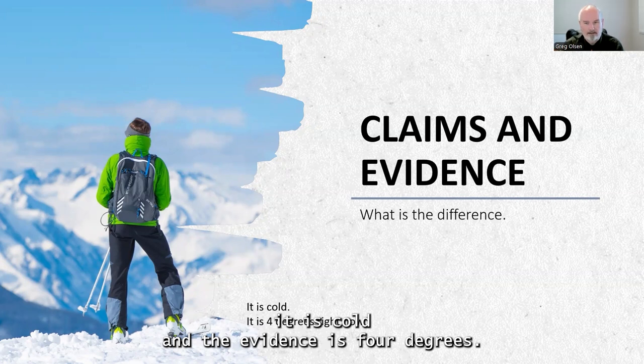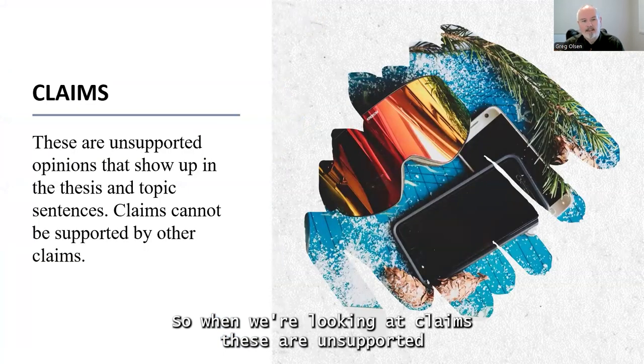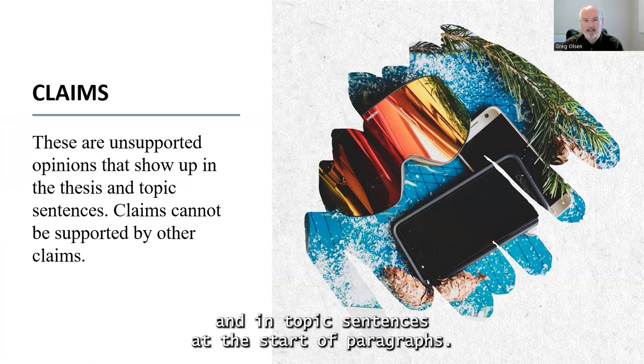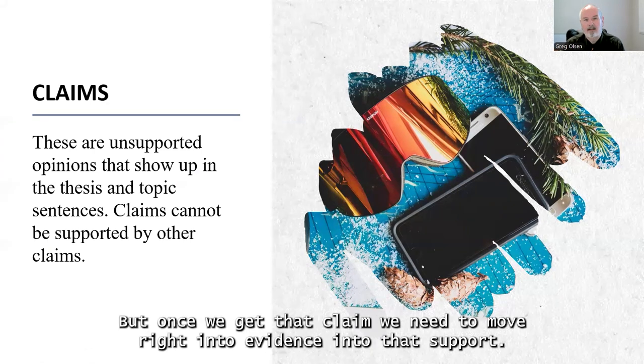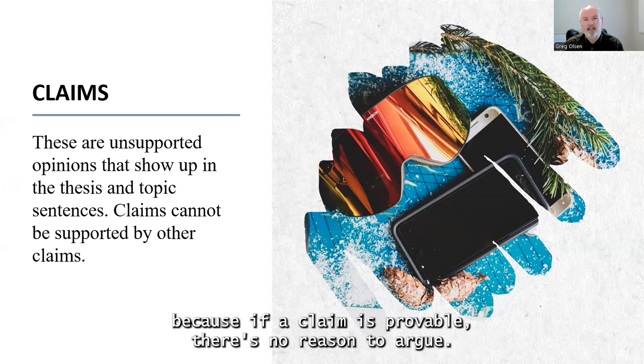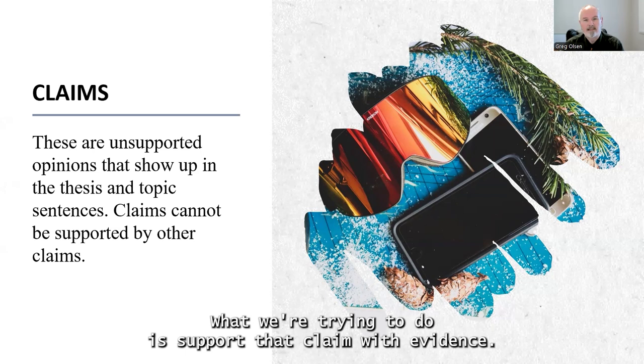So when we're looking at claims, these are unsupported opinions. We see these again in the thesis and in topic sentences at the start of paragraphs. But once we get that claim, we need to move right into evidence, into that support. Now, I want to make it clear that we're not trying to prove a claim, because if a claim is provable, there's no reason to argue. What we're trying to do is support that claim with evidence.